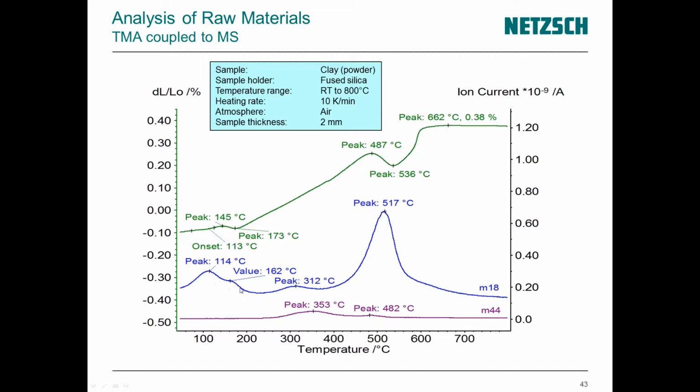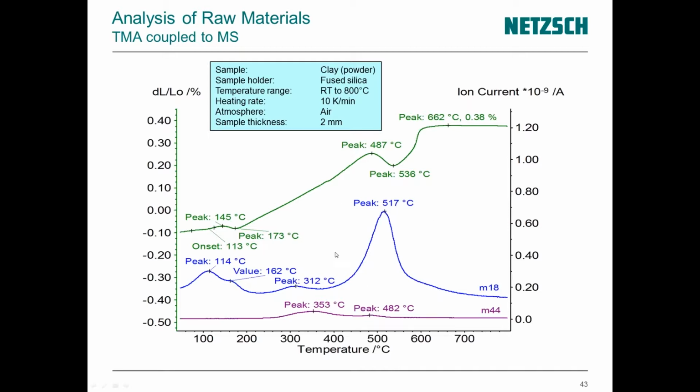Then we see here a peak around 350 degrees C at mass 44, where we see almost nothing in the expansion curve. So this is due to the burnout of organic material inside the sample. And then we have a huge peak in the curve for mass 18, which is due to the dehydroxylation of the clay sample.